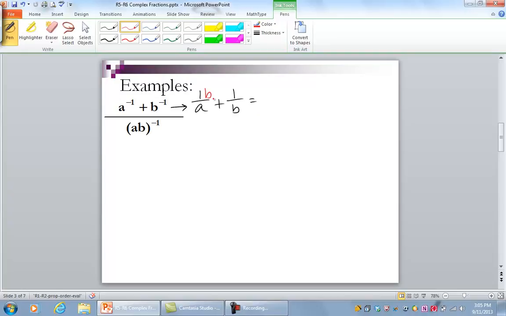So I'm going to multiply top and bottom of the first fraction by b, and I'm going to multiply top and bottom of the second fraction by a, so that they have the same exact denominator.